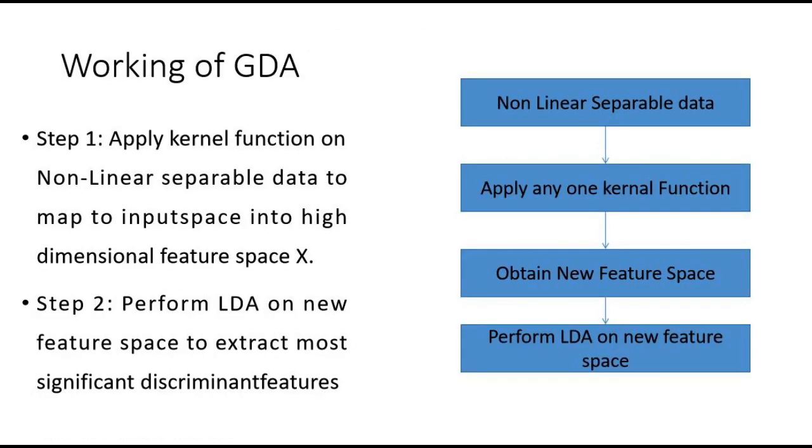The working of GDA involves two steps. In step 1, the kernel function is applied to the data to map it to a high-dimensional data space to obtain a new feature space. Then LDA is applied to the high-dimensional data. LDA working concepts are explained in another video on this channel. If necessary, you can refer to that video.